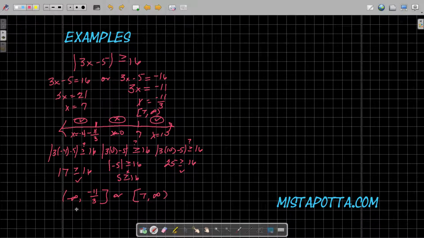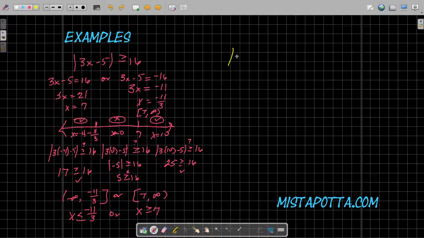So my solution is going to be this interval or this interval. In other words, x is less than or equal to negative 11 thirds, or x is greater than or equal to 7. And I can write it using interval notation. I can write it using inequality notation. Both are perfectly acceptable. I want to do another example of this.